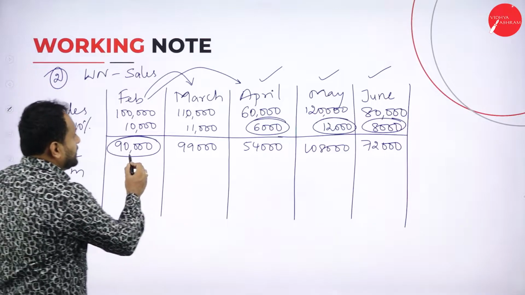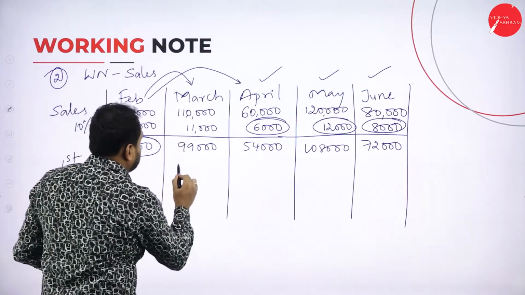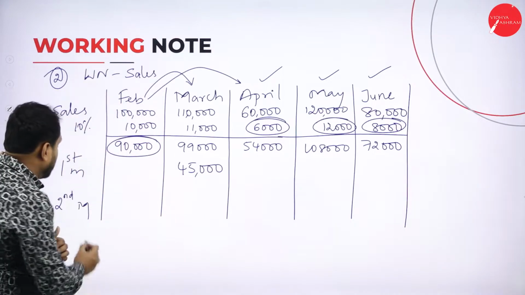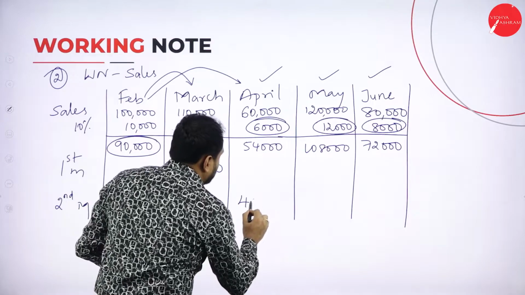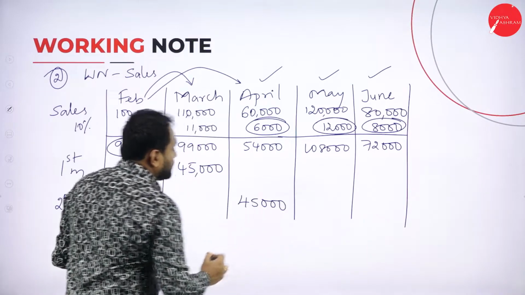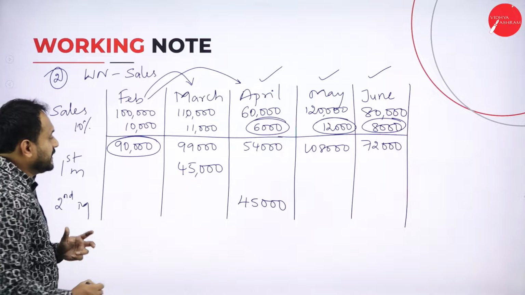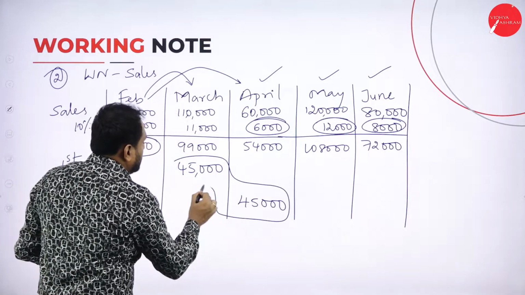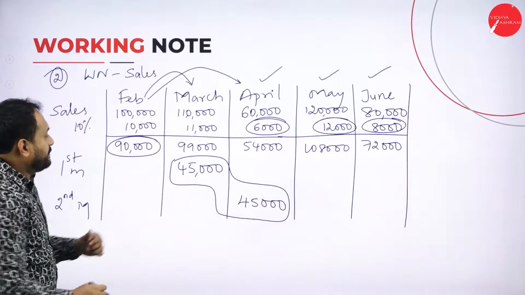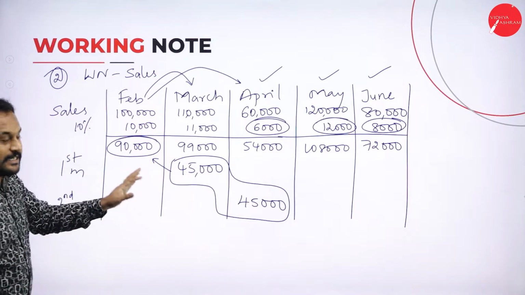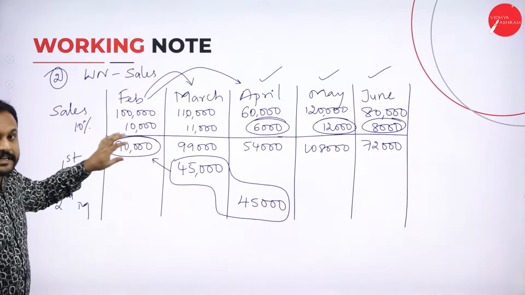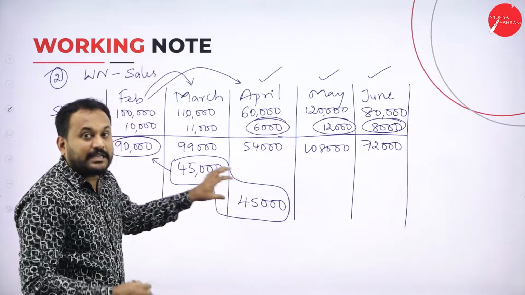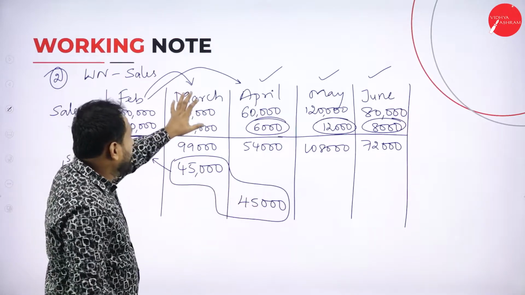So this 90,000 I'll receive in the first month of March, that is 45,000. And the second month I'll receive what? Here 45,000. So this is the working note which you are supposed to do. See here, understand. This is what has happened. 90,000. Complete. Done. So I have received the 90,000 which was balanced in two subsequent equal months. So that is March and April.